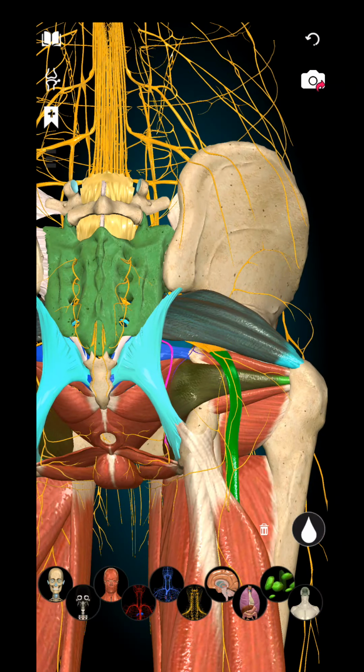Okay, let me know if looking at this model made things easier for you or more difficult for you.